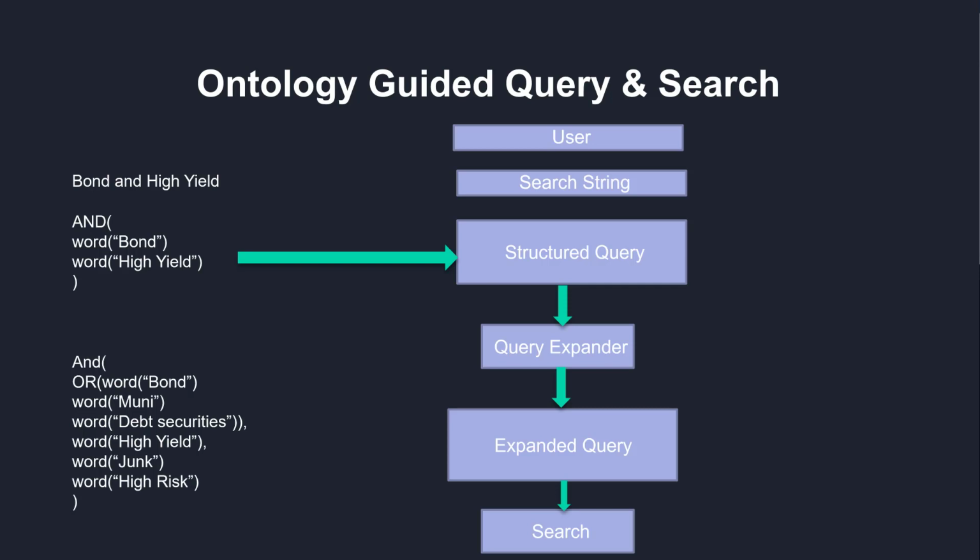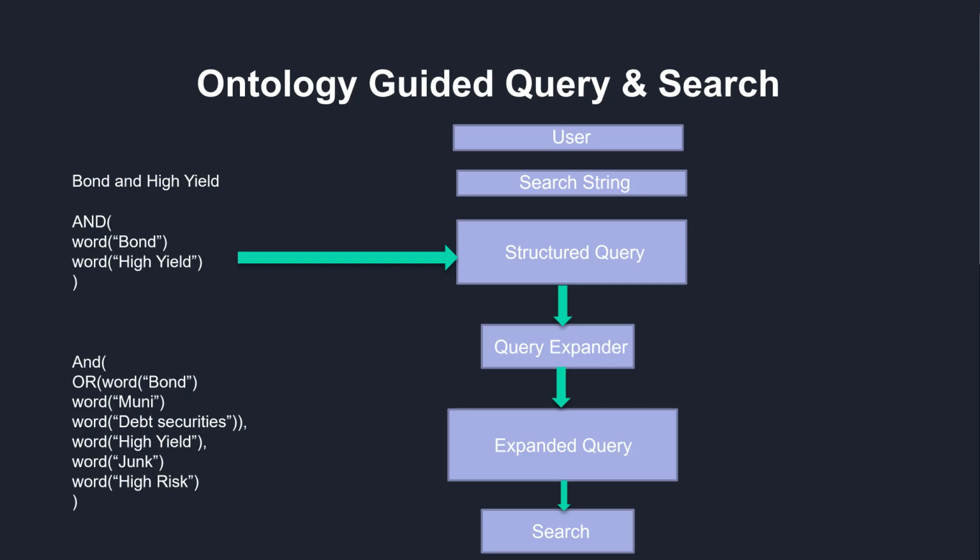The reason for that is because content producers don't necessarily think about the data the same way as content users do. So in this case, munis are a kind of a bond. Debt securities are another synonym for a bond. High yield, junk, and high risk are all different ways of saying the same thing. When you do your query, whether it's a structured query or a free text search, and you just focus on bond and high yield, you'll miss the records indexed against the other terms.